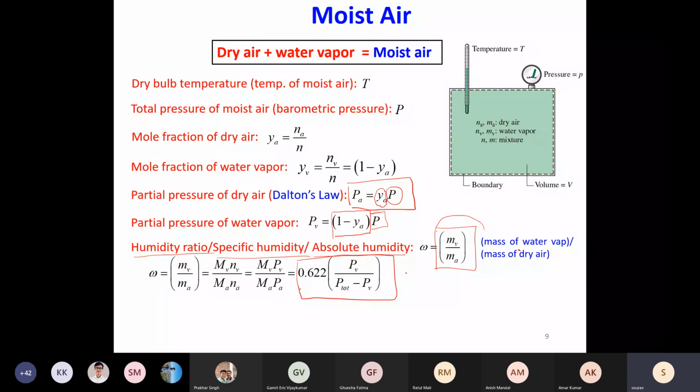So what this expression gives you is, you can know the absolute humidity if you know the partial pressure of water vapor in it. Because total pressure is fixed, all it depends on is the partial pressure of water vapor. Rest is the ratio of molar mass of water divided by the molar mass of air. That is again a fixed quantity. So if you know the partial pressure of water vapor, you can fix omega, or if you know omega, you can fix the partial pressure of water vapor.